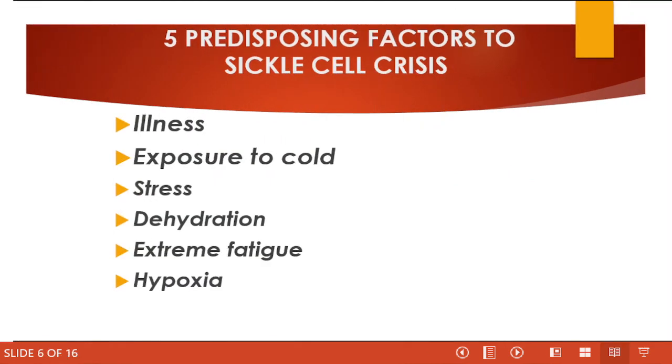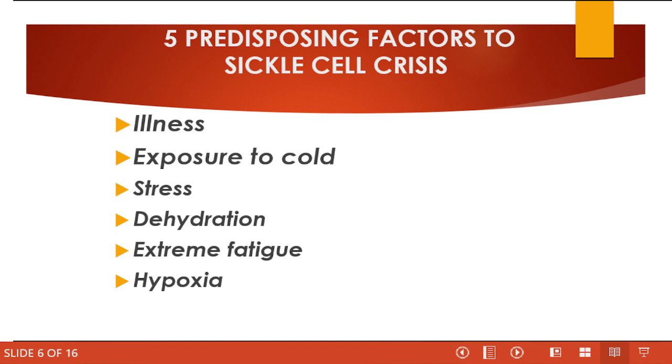What are the predisposing factors of sickle cell crisis? So predisposing factors of sickle cell crisis are illness, exposure to cold, stress, dehydration, extreme fatigue, and hypoxia. Illness. What you can explain on illness is that illnesses such as malaria, which are characterized by hemolysis of red blood cells or erythrolysis, cause a reduction in oxygen carrying capacity and lead to a crisis.